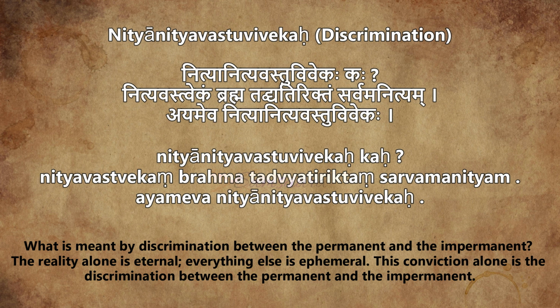So this verse 3 talked about discrimination. Discrimination is the ability to differentiate between the permanent and the impermanent. So what is permanent? Nitya vastu ekam brahma. Brahma is the vastu, or what is permanent. And tat vyatiriktam sarvam anityam: other than that, everything else is impermanent. So this discrimination is known as viveka. The ability to discriminate between what is the real permanent thing in our life and where we should channel our energy, that kind of intelligence is known as viveka.